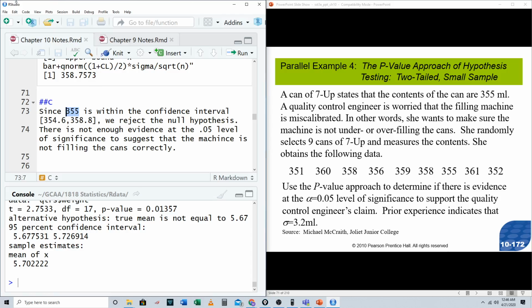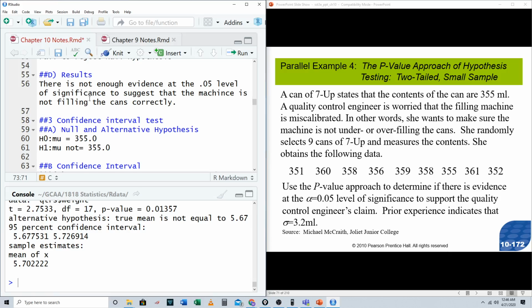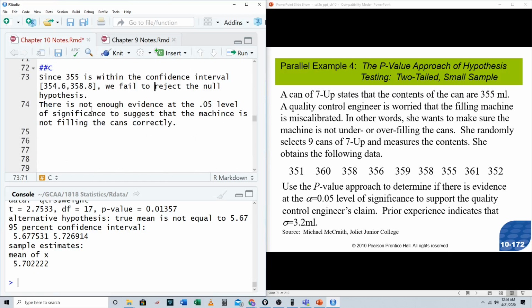If that is not inside those two numbers, then we reject. Sorry, this is wrong. Fail to reject. Sorry, it said fail to reject up here too. So again, if this is inside our interval, we fail to reject. It means nothing's wrong. If this is not inside our interval, we reject the null hypothesis, and there is enough evidence to suggest it's different.